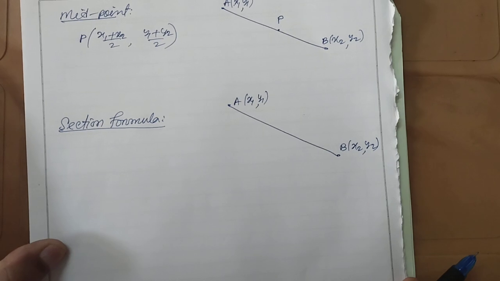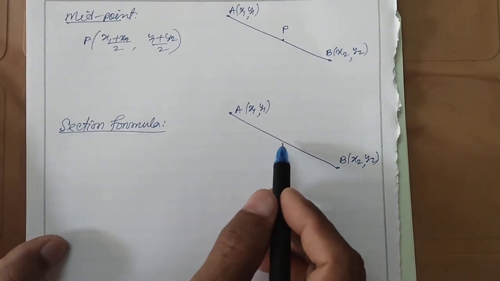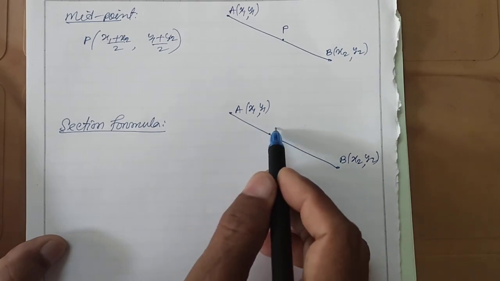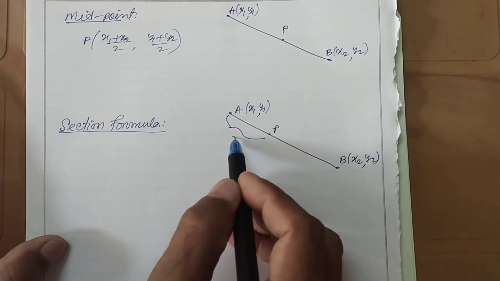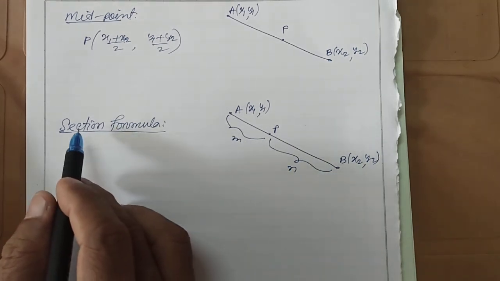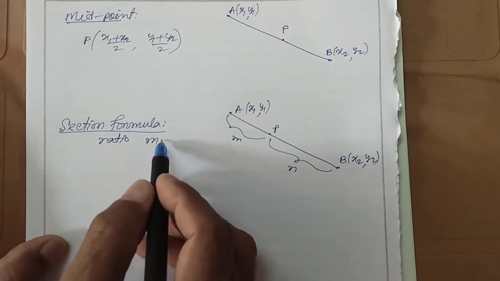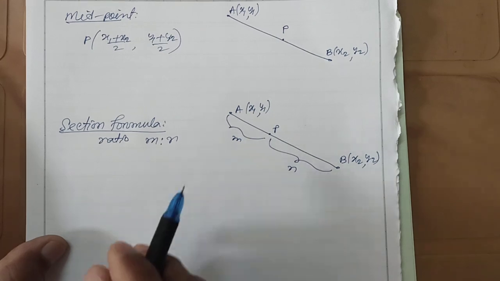Then another formula we have here is the section formula. Section formula is when you want to find a point P anywhere in between A and B, may not be in the middle, anywhere in between A and B. Then one part we take as M, the other part is N. It will be given in a ratio M is to N, maybe 2 is to 3, 3 is to 2, the numbers will be given.